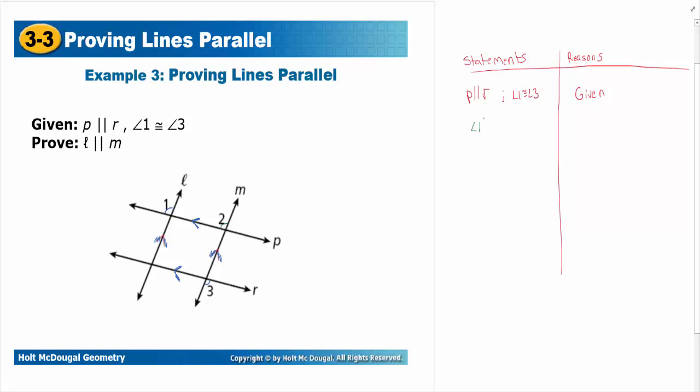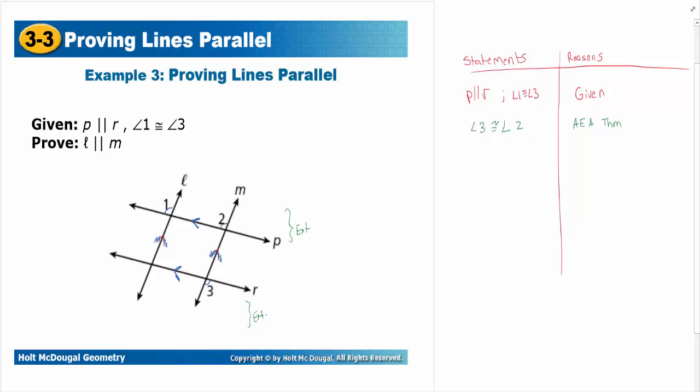Angle 3 is congruent to angle 2, and that's by the alternate exterior angle theorem. That's from 3.2. Again, these are on the outside. Remember, you have your exterior. This is exterior from P and R, because I said those are parallel, and they're on alternate sides. This is on the left side of the transversal, this is on the right side.